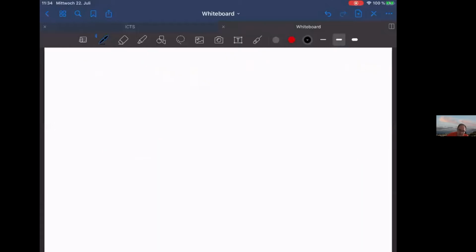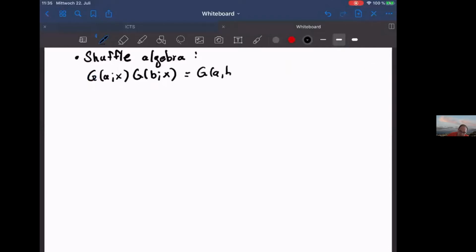So what did we say about them? Well, the first thing we said is they form a shuffle algebra. And we said this is called a shuffle algebra because it is actually the algebra that corresponds to shuffling cards. I remind you the basic example being G(a;x) times G(b;x) is G(a,b;x) plus G(b,a;x).